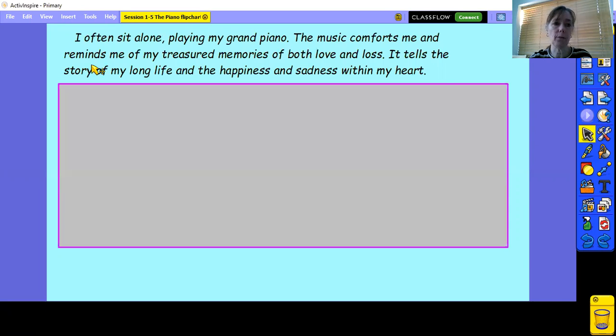So just to start us off, I thought, because he's in the present, we might start off something like this. I often sit alone playing my grand piano. You notice he's alone, so there's that sense that he's quite lonely. The music comforts me and reminds me of my treasured memories of both love and loss. So this is telling you there'll be happy as well as sad memories involved. It tells the story of my long life and the happiness and sadness within my heart. And you notice I use the words long life there because he is quite old when we see this animation and he's looking back to times in his life when he was younger.